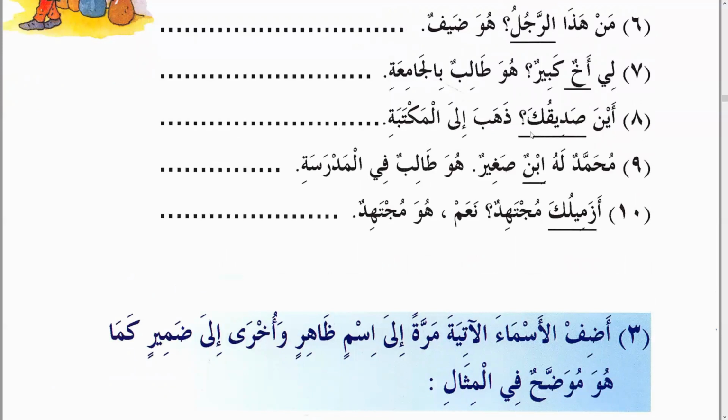Aina sadiquka. Where is your friend? Zahaba ilal maktabati. He went to the library. So aina sadiquka, the plural is asdiqauka. Where are your friends? Right? Asdiqauka.